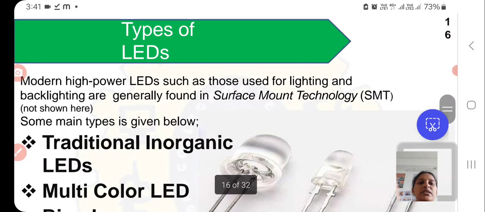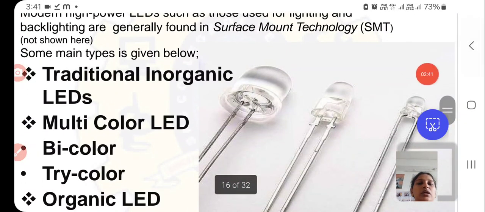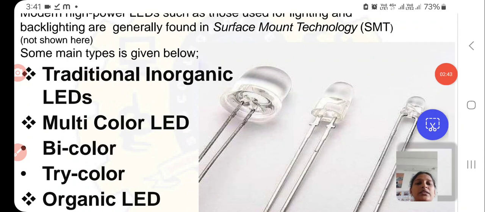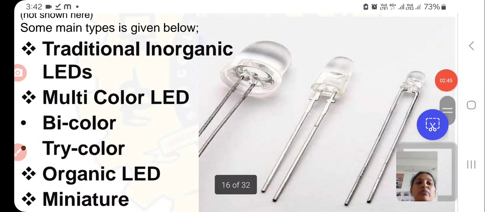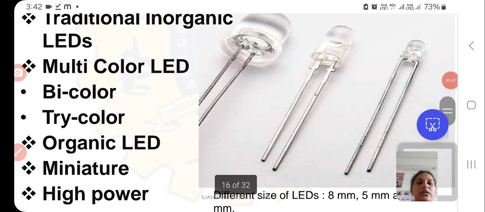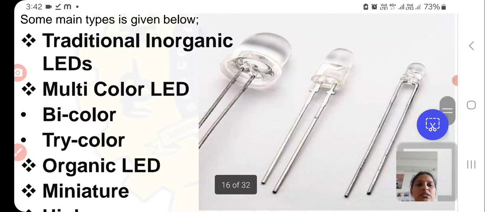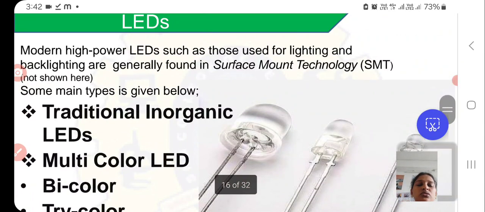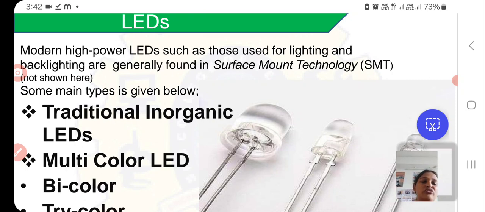The different types of LEDs are traditional inorganic LEDs, multicolor LEDs, bicolor LEDs, tricolor LEDs, organic LEDs, miniature LEDs and high power LEDs. And LEDs are also available in different shapes and sizes. The modern high power LEDs, such as those used for lighting and backlighting, are generally found in surface mount technologies.